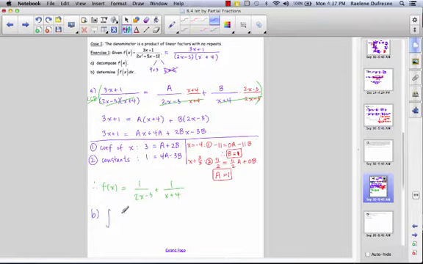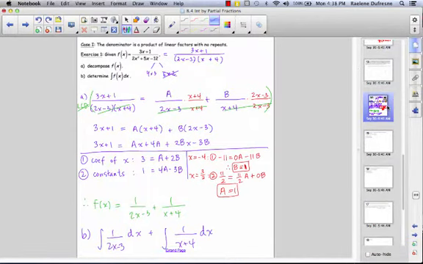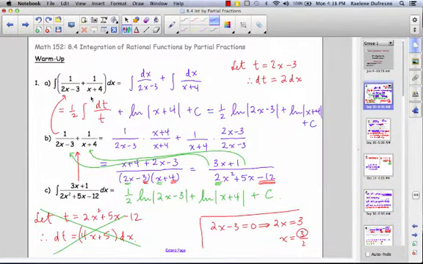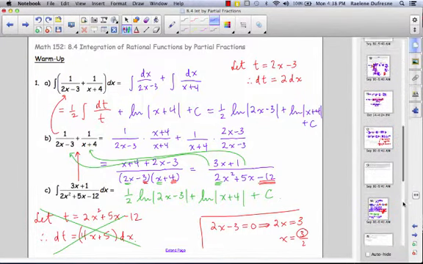And I can integrate f of x as 1 over 2x minus 3 dx plus 1 over x plus 4 dx. And if we scroll to the very beginning of the lecture, in the first question of the warm-up, that's actually the one we had worked out and recognized the improper fraction form from the partial fraction decomposition. So we'll move on to the second case.